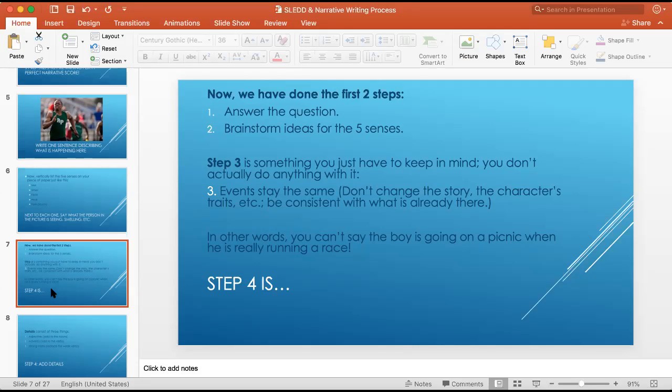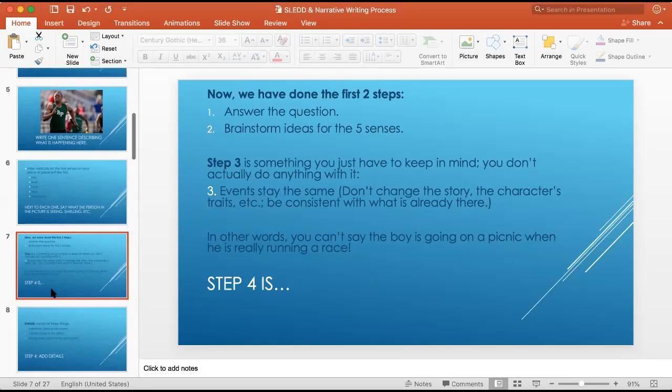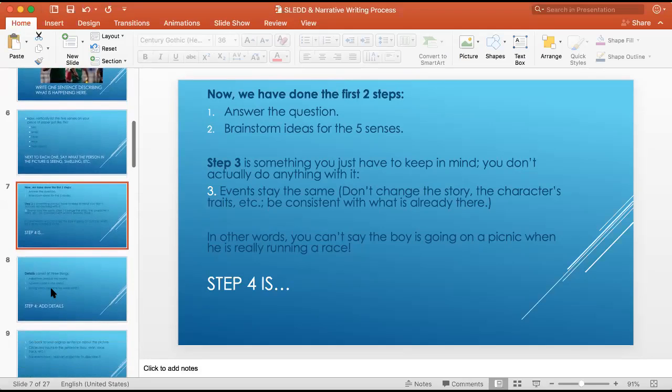This translates to the Georgia Milestones test because kids will be asked to rewrite the beginning of the story with more details and dialogue, and all of a sudden they totally change the story. And instead of it being about a boy running a race, it's about a boy who had a picnic with his best friend, because they think they're being so creative when in actuality they're not doing what the question asked them to do. So we just need them to get in the habit of making sure that wherever we start them with a prompt, they continue with that prompt or with that story. So again, step three, you don't do anything, you just keep it in mind.